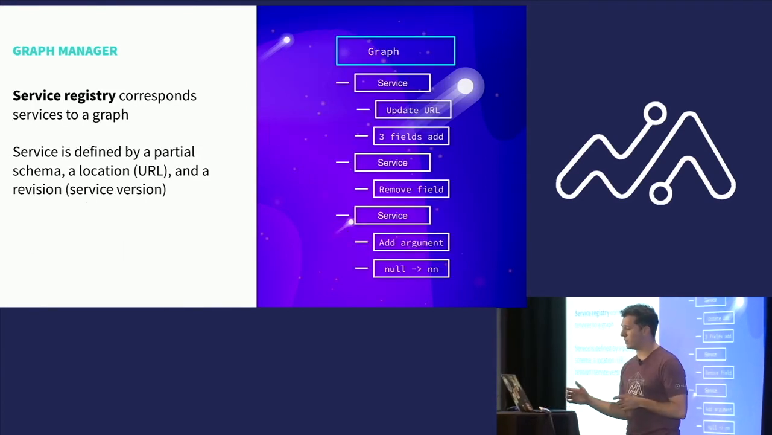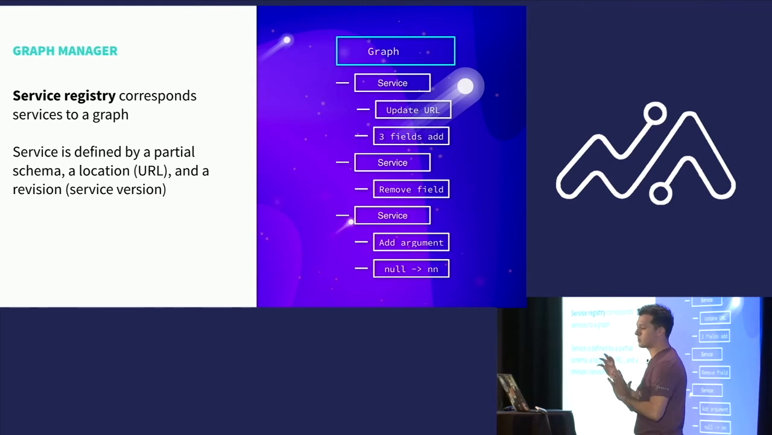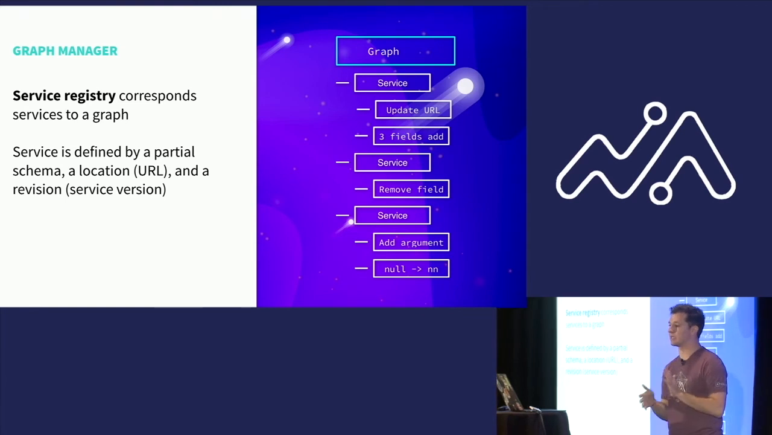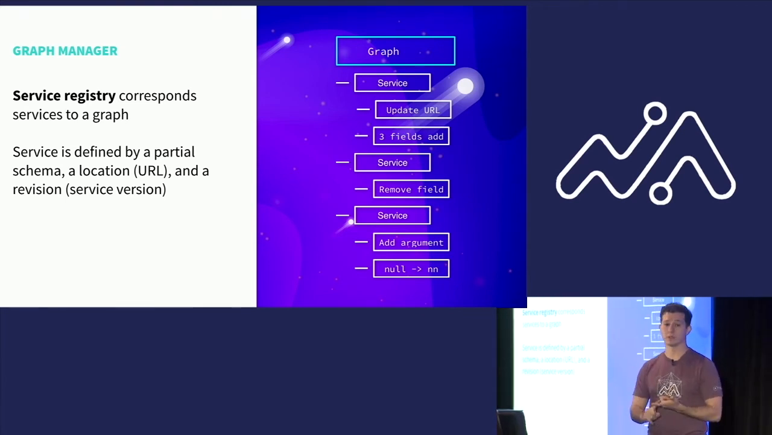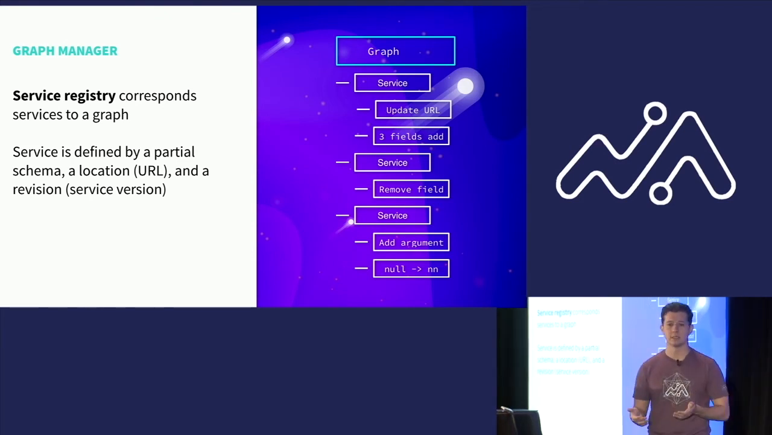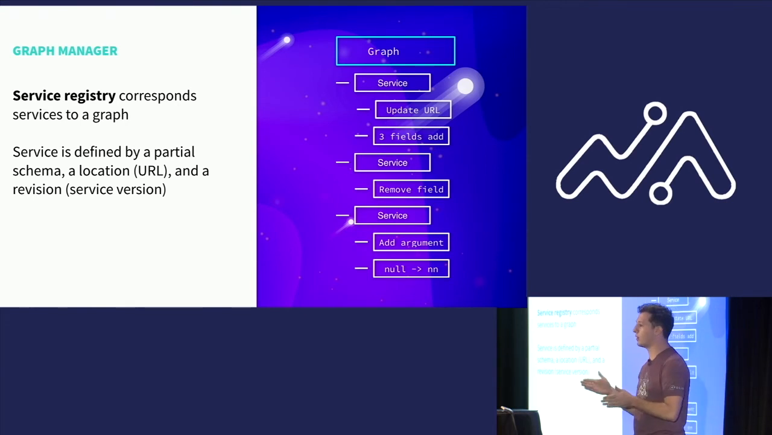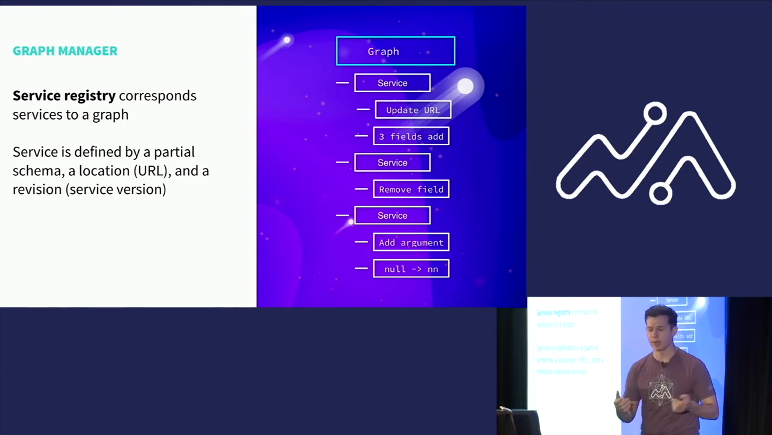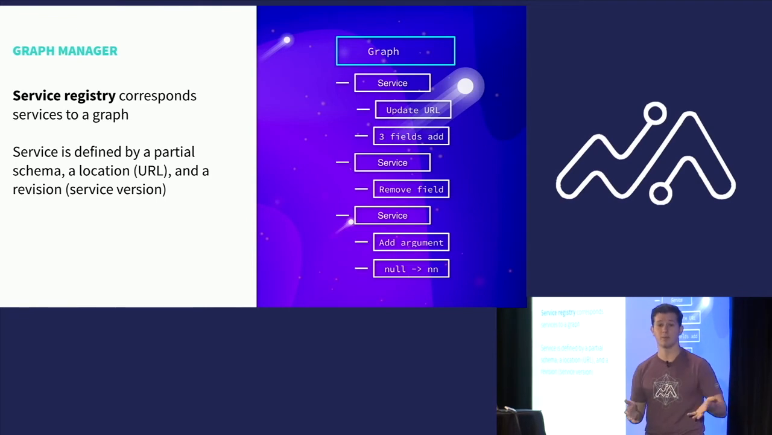So what we did at Apollo, we built this by making a service registry. So under a graph, there's a set of services, and each of those services has metadata about it. That's its partial schema, so its dependencies and the contract that it has in the GraphQL layer. A location, in our case, this was a URL for the gateway to go call those services. And a revision, a service version, to track for observability reasons, so we can understand when we're running operations, which service version is it running against. Maybe you didn't change any part of the contract, but you did change the resolver logic.